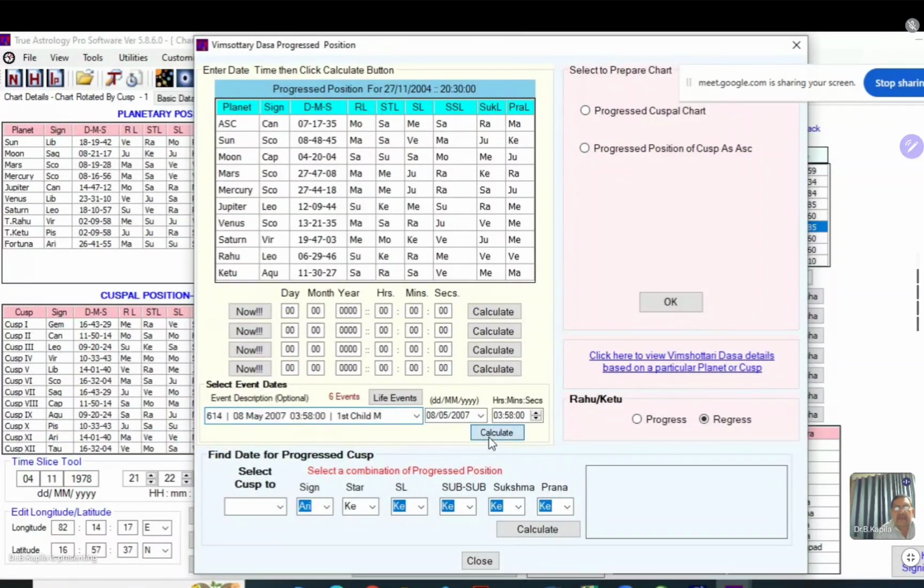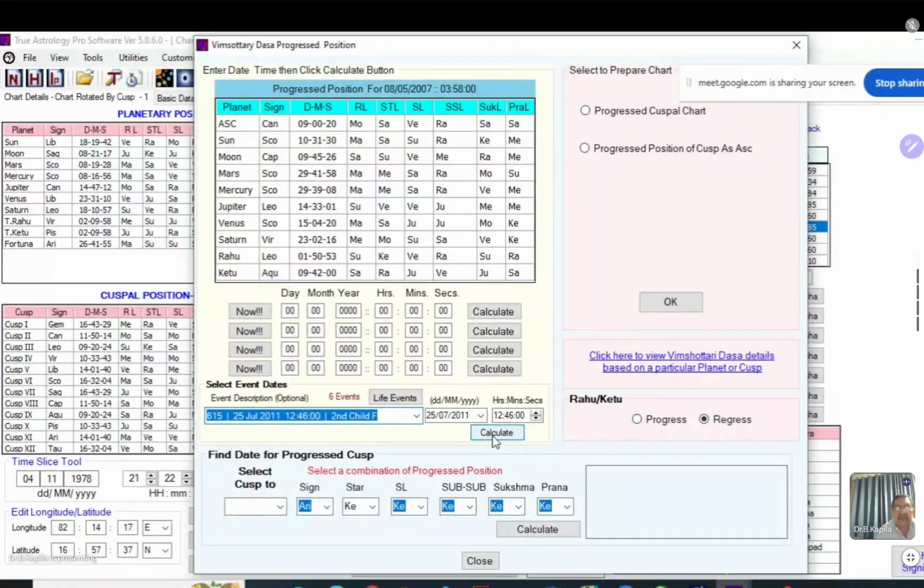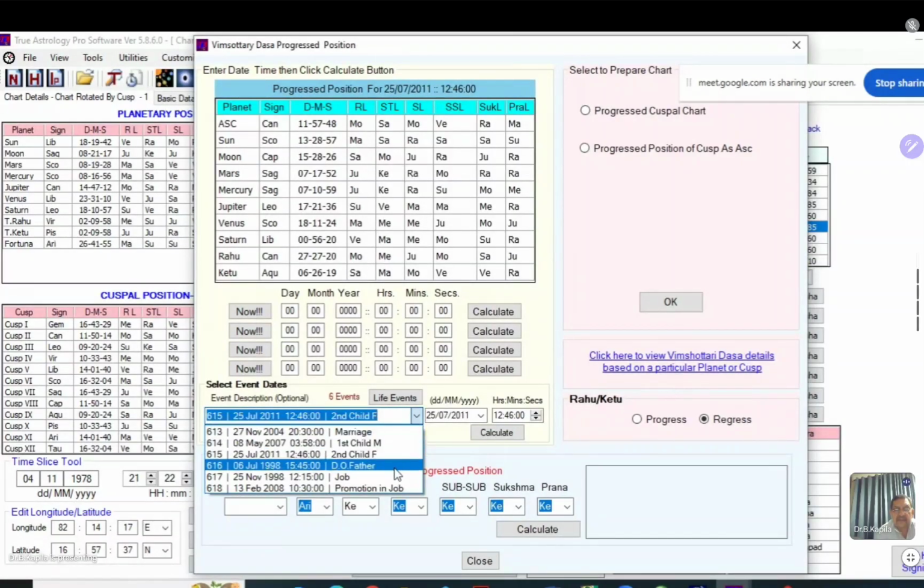Then I will proceed to the next event, which is the first child. I will again do the calculations. Which progressed ascendant sign lord do I get here? Again Moon. I will again write down Moon in front of it. Then I will proceed to the second childbirth and do the calculations. Which progressed ascendant sign lord am I getting here? That is also Moon, so I will write down Moon. Okay. Then I will proceed to the next event, which is the death of the father.